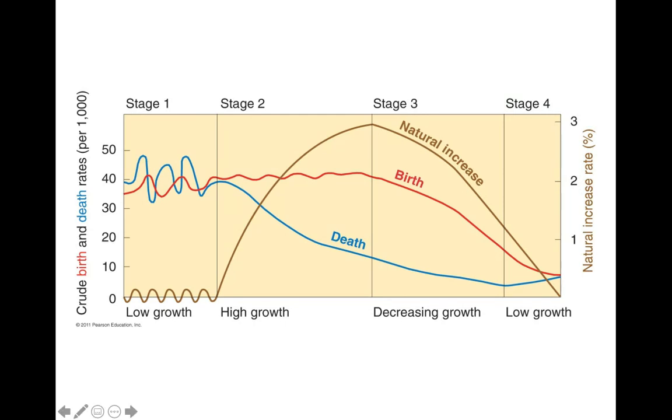Again, here's what stage 3 of the demographic transition model looks like. Your birth rates begin to decline, so people start to have fewer children, and your death rates are continuing to decline as well. Your natural increase rate begins to decrease. However, your population is still growing because there are more babies being born than there are people dying.